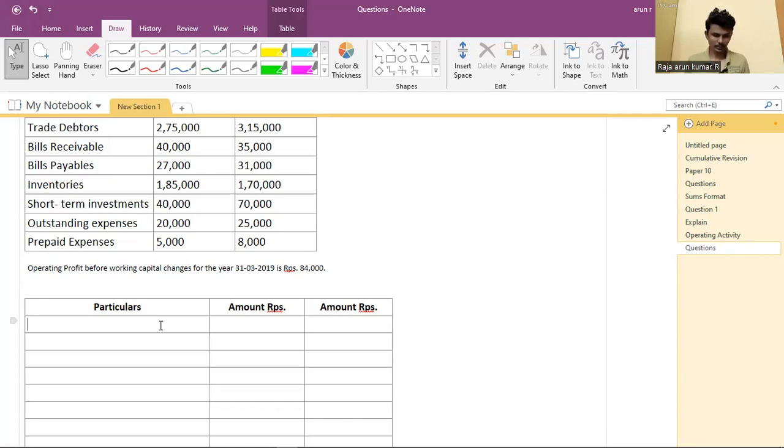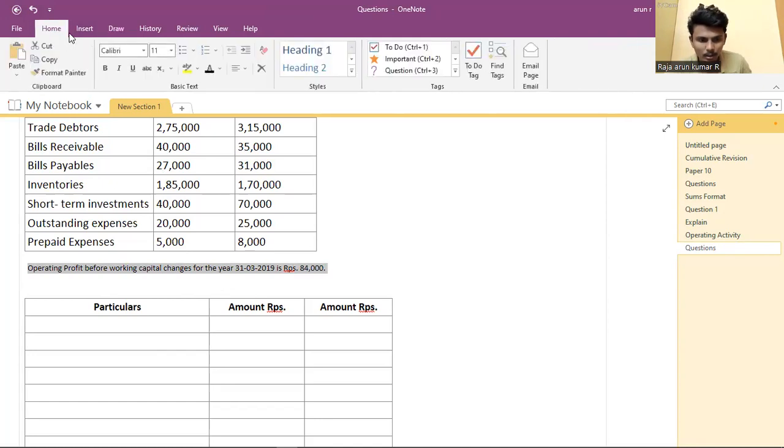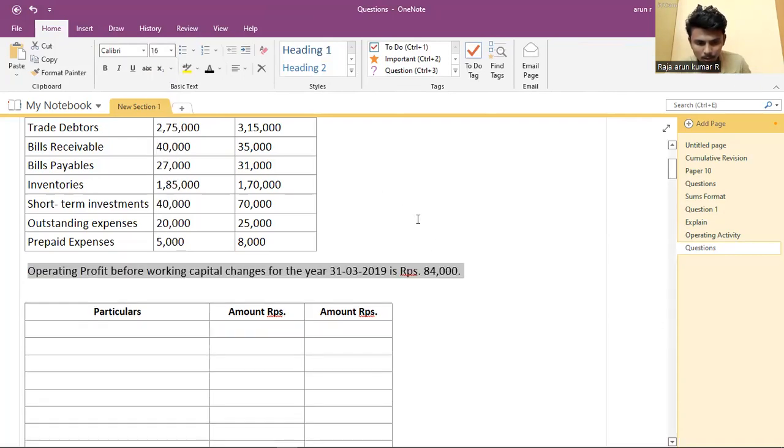Add. First thing, they give the sum. Here they give the operating profit before working capital changes. Sorry, I forgot to tell this. The operating profit before working capital changes is rupees 84,000. First we put that operating profit only.